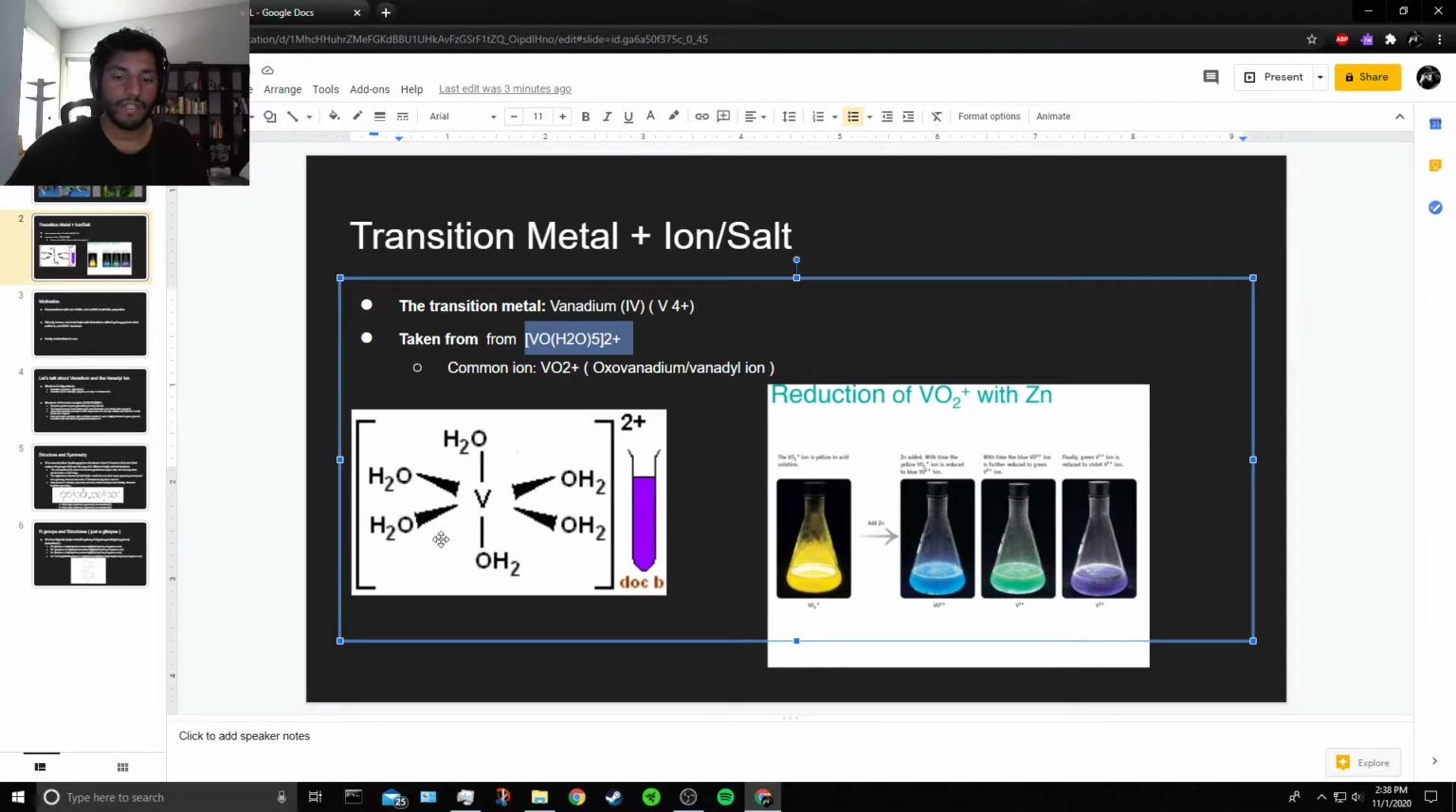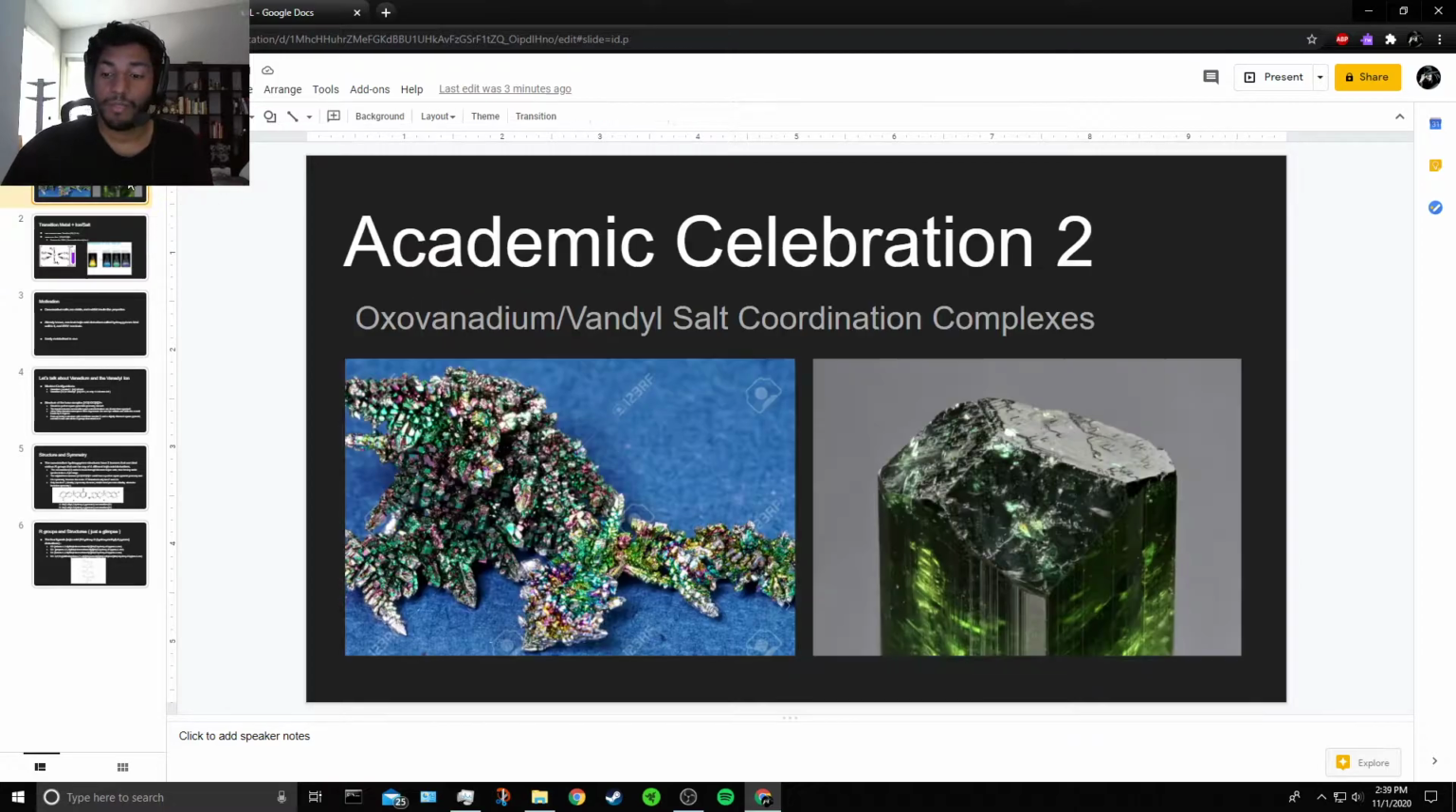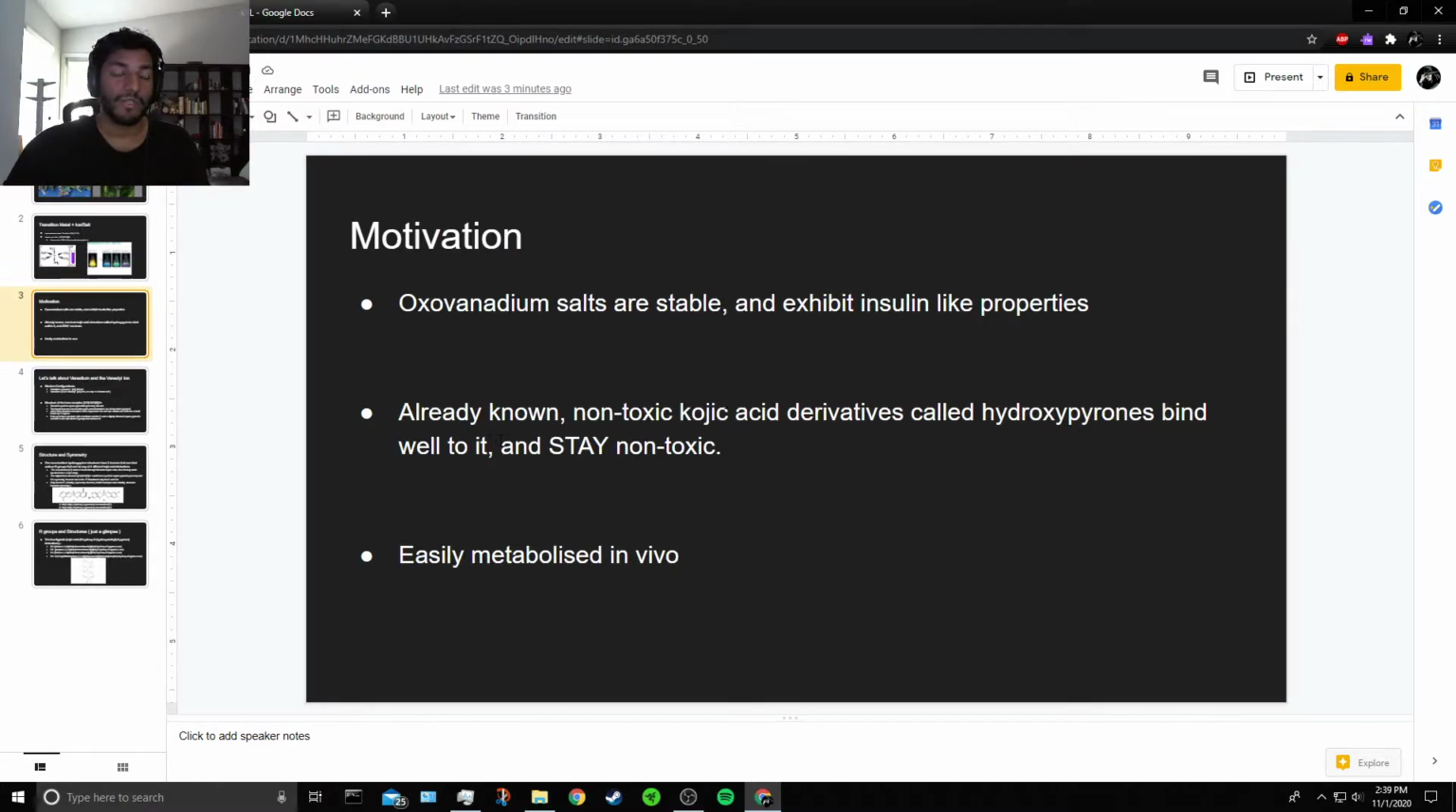They dehydrated this structure until they got the vanadilyl ion, which is VO2 plus. Another thing that's cool is that they were able to further reduce VO2 plus with zinc and get colors like yellow, blue, green, and purple, which you can see in the picture up here. So this one crystal is able to exhibit all the oxidation states of vanadium, which is pretty cool.